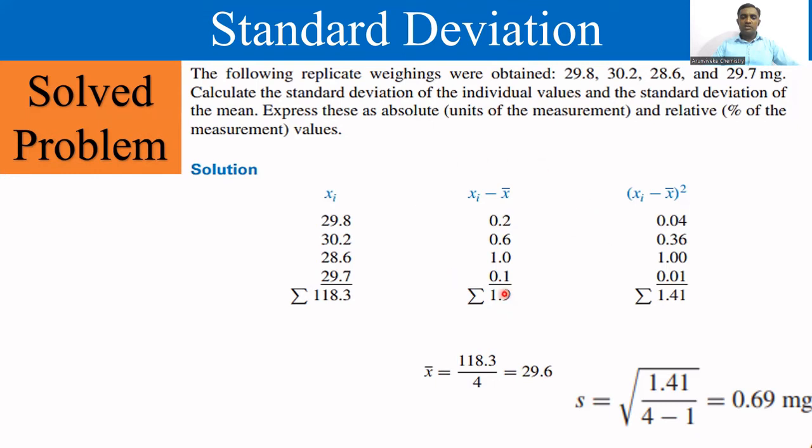See, for all these values, we only calculate the magnitude. We don't bother about the plus or minus symbol, because here we want to find out the difference. So the difference is represented here, the xi minus x bar. It is immaterial whether this value is a small one or larger one when compared to the whole set of data. So the sum of these values is found to be 1.9.